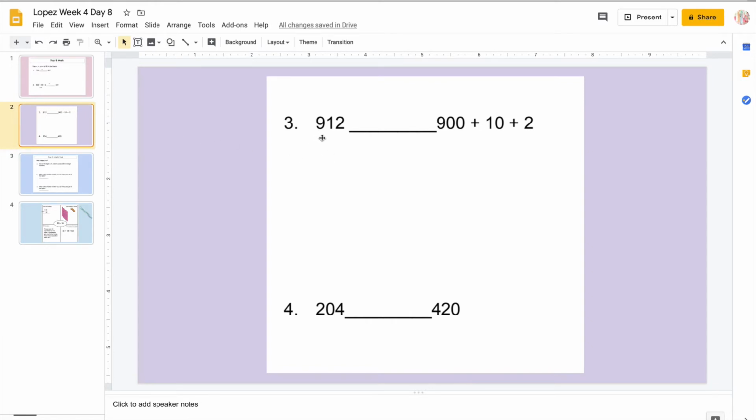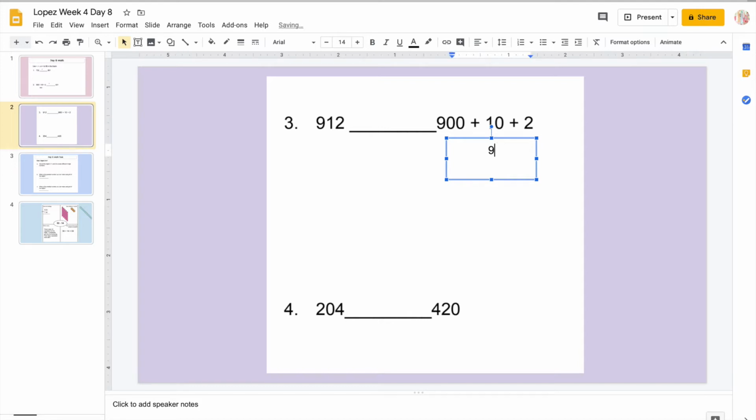Number 3, we're going to be comparing 912, and again, they gave us another number in expanded form. We are going to turn the number in expanded form into standard form and then compare the two. So here we have 900 plus 10 plus 2. We know there are 9 hundreds, there is 1 ten, and there are 2 ones. So we are going to be comparing 912 to 912.